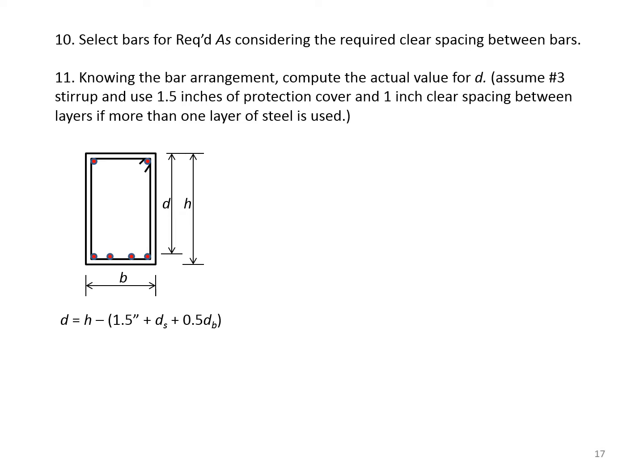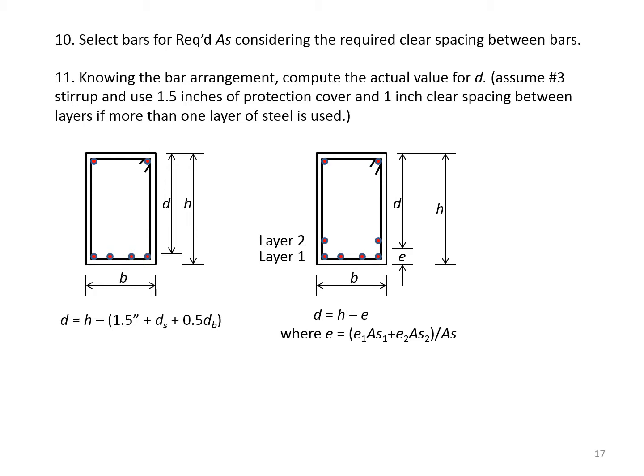Here is a figure showing how d can be computed when a single layer of reinforcement is used. d is equal to h minus 1.5 inches plus ds plus 0.5 db. ds is the diameter of the stirrup and db is the diameter of the longitudinal bar.